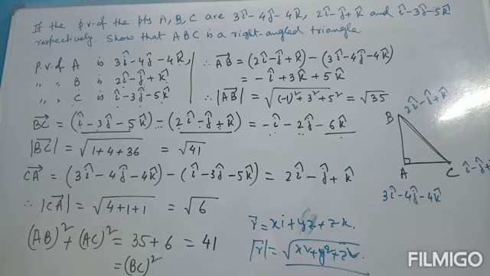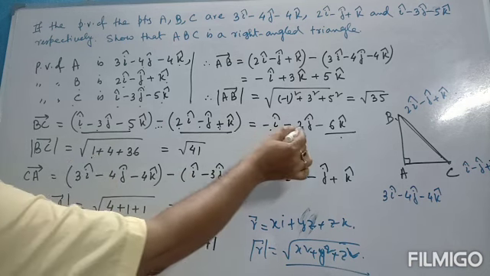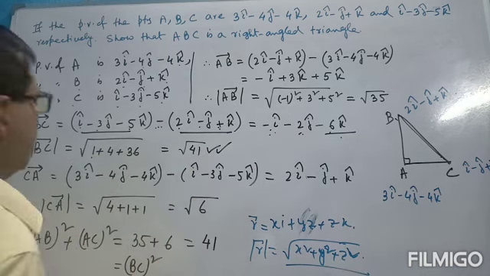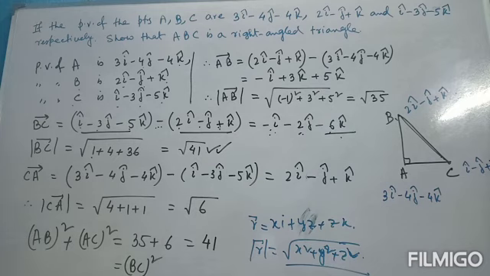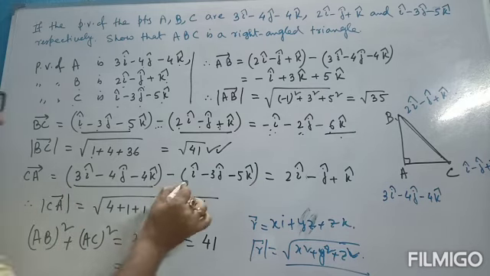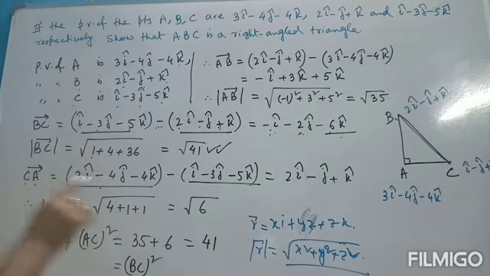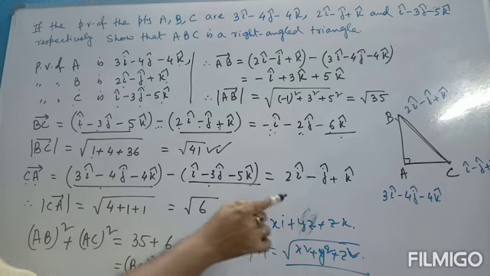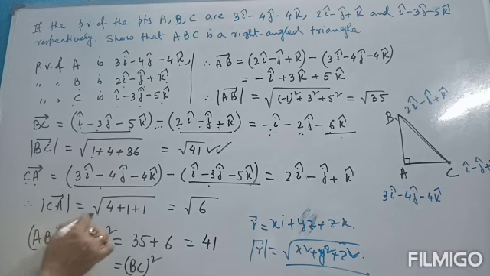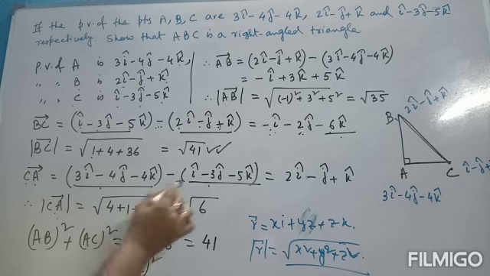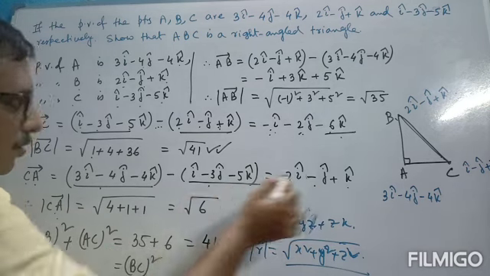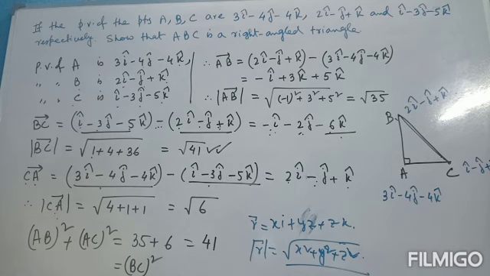So the length of side BC is the square root of 1 square plus 2 square plus 6 square, that is nothing but root 41. In the same manner, for CA, position vector of A minus position vector of C, that is nothing but 2i minus j plus k. So the magnitude of CA is the square root of 2 square plus 1 square plus 1 square, sorry, this is minus 1 square, it will be plus 1 also, so it is root 6. So the length of CA is root 6.